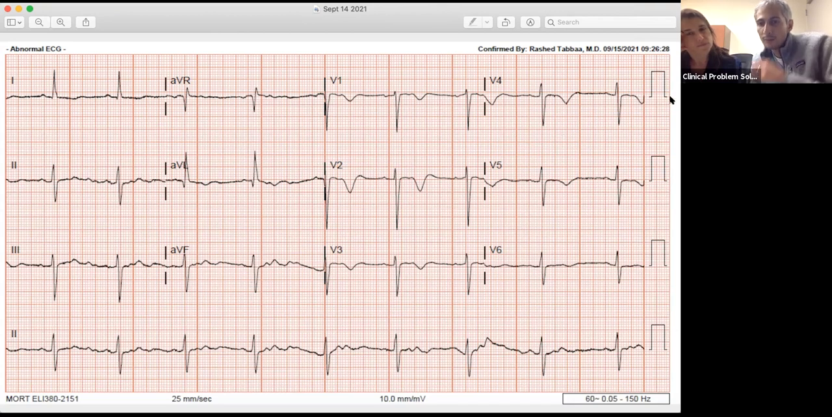And the differential for U waves includes hypokalemia, as you mentioned. Any cause of bradycardia can actually generate U waves, including this patient's current sinus bradycardia. Digoxin can cause U waves. Shoot, I'm missing one. LVH is associated with U waves. And then finally, in some settings, U waves can be an ischemic sign. I forget exactly the detail. It's not a very common or specific one, but U waves can be an ischemic change as well.